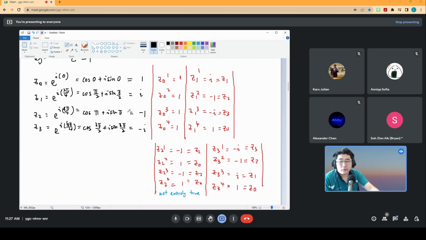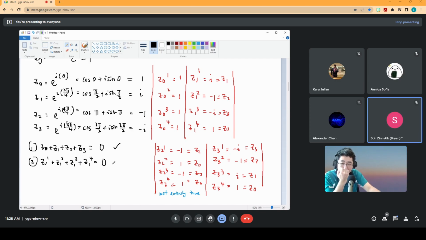Okay. The sum of unity says, if I have Z0 plus Z1 plus Z2 plus Z3, it gives us 0. This is true. Number 2, if I have Z1 power 1 plus Z1 power 2 plus Z1 power 3 plus Z1 power 4, what can we say about this? This is still 0, right? Yes, this is still true.